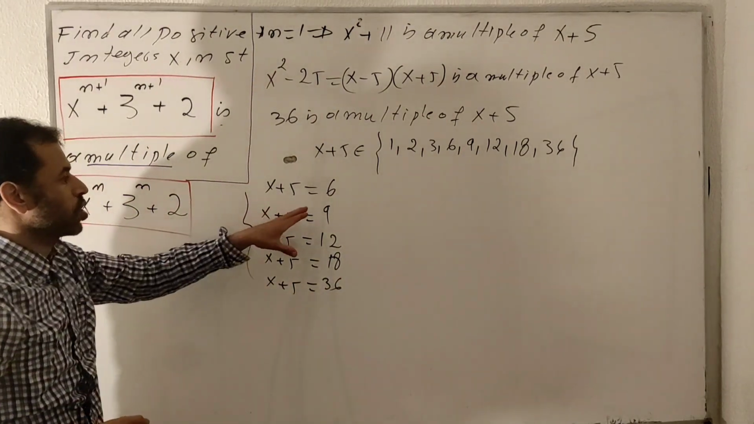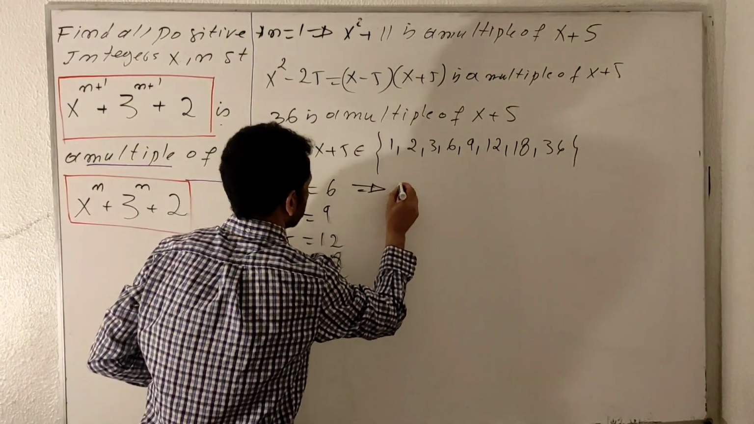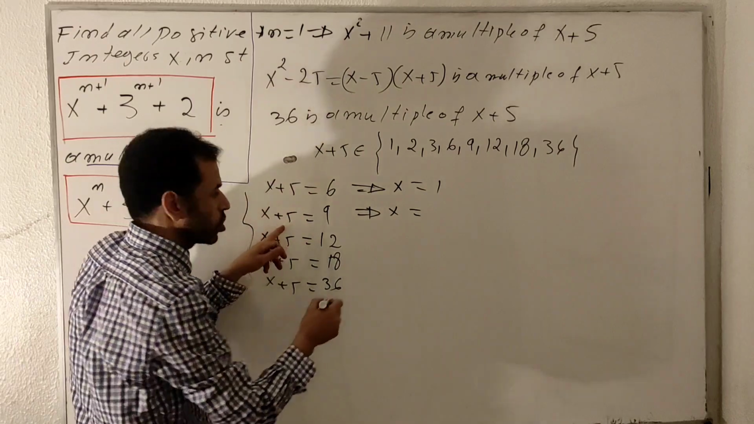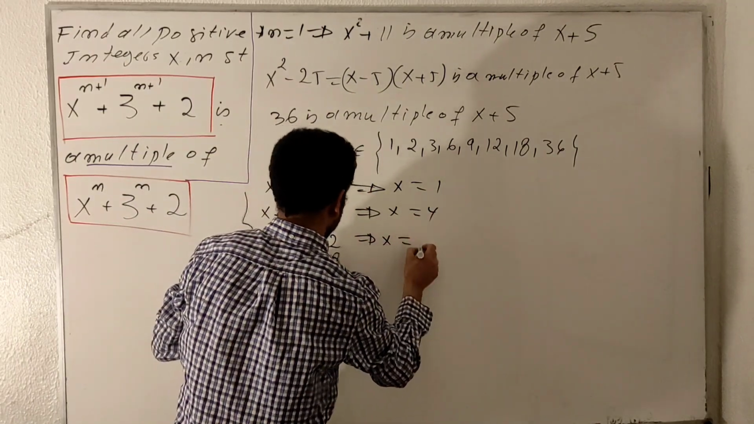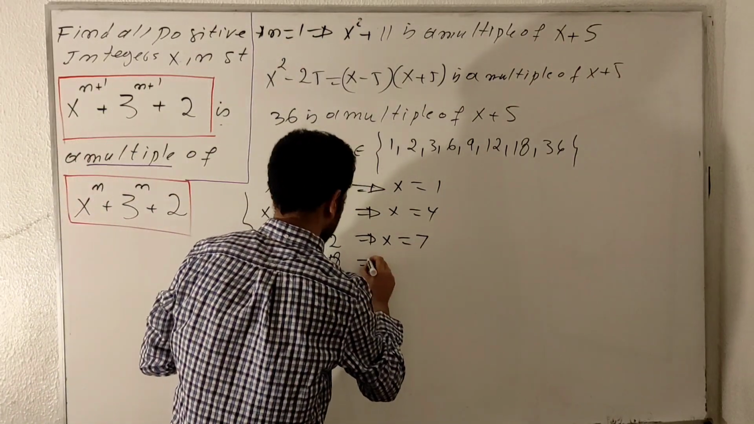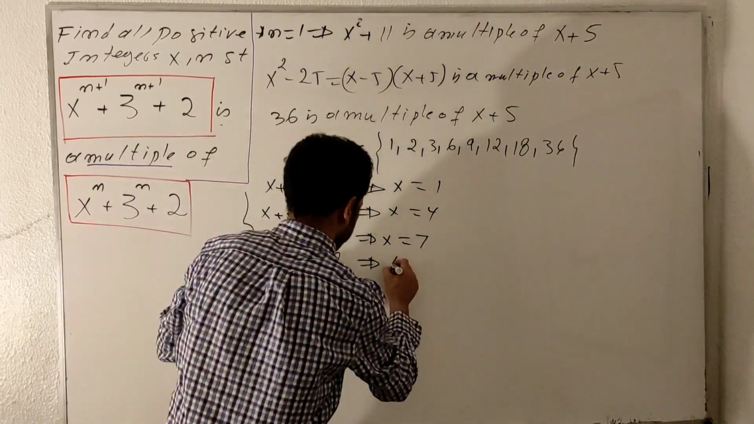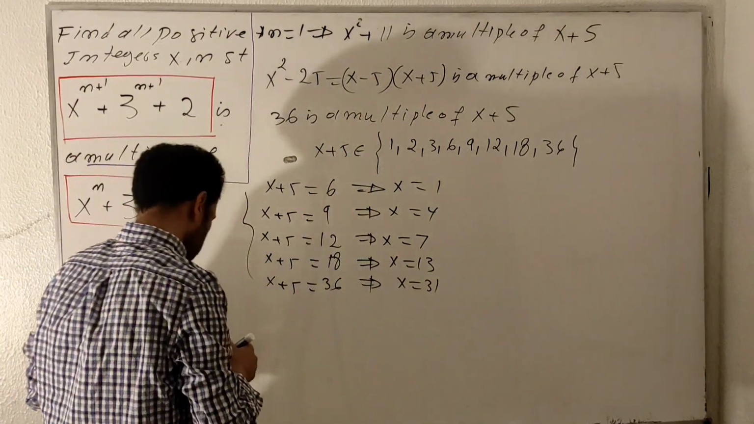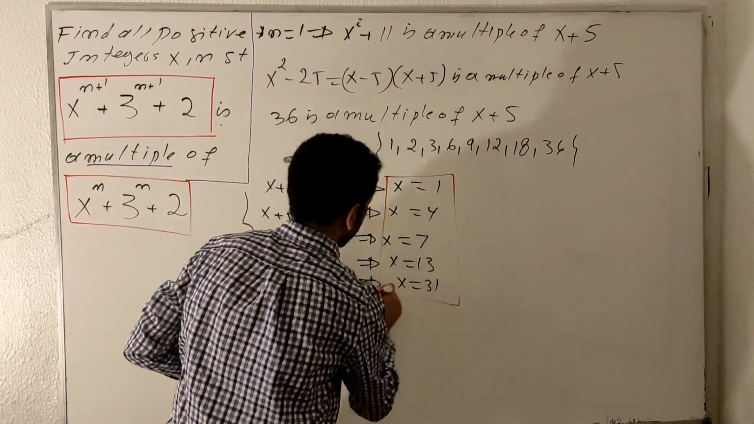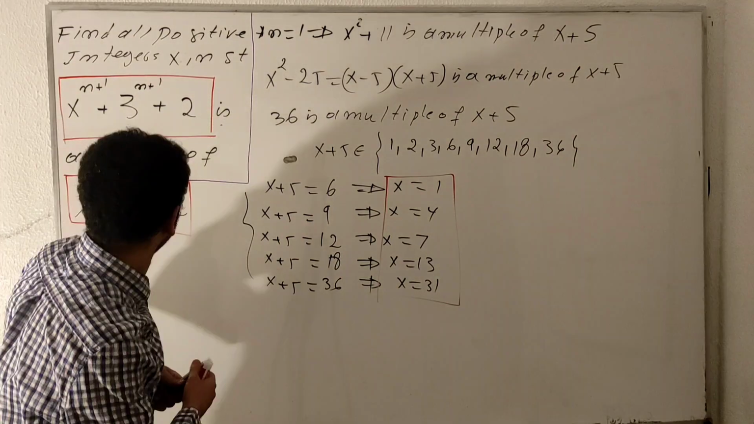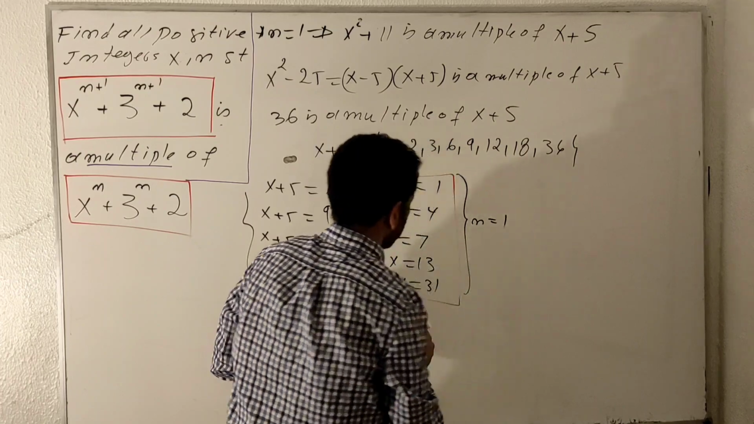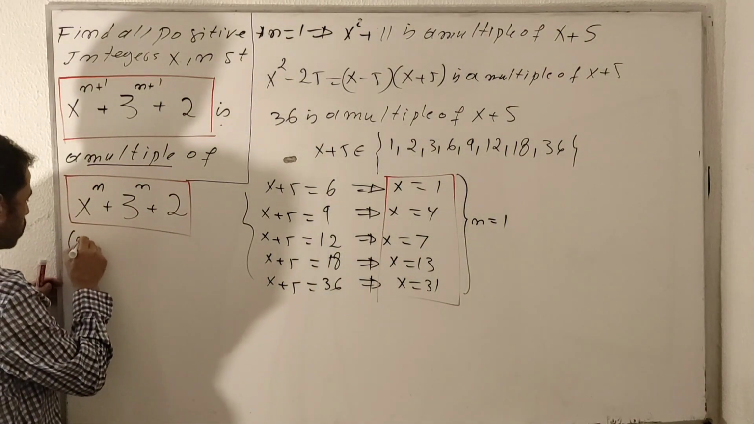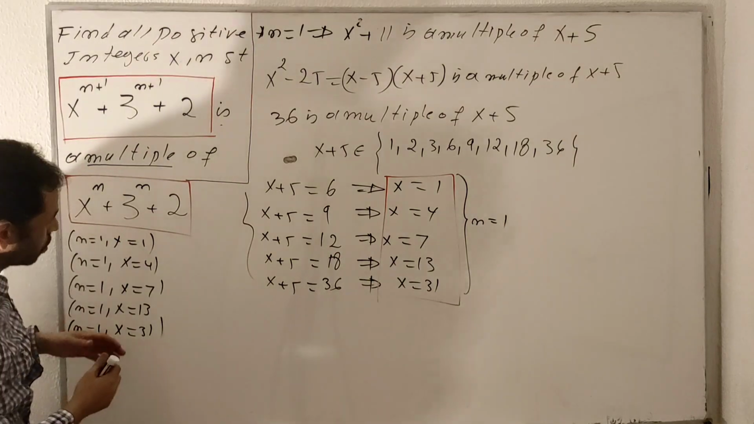So I'm going to extract all the values of x. The first gives x equals 6 minus 5, which is 1. The second gives x equals 9 minus 5, which is 4. The third gives x equals 12 minus 5, which is 7. The fourth, x equals 18 minus 5, which is 13. The last, 36 minus 5, which is 31. So all these values of x are solutions of this equation with n equals 1. This is just the first case, n equals 1.